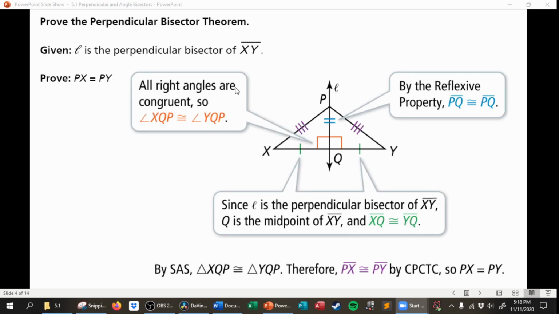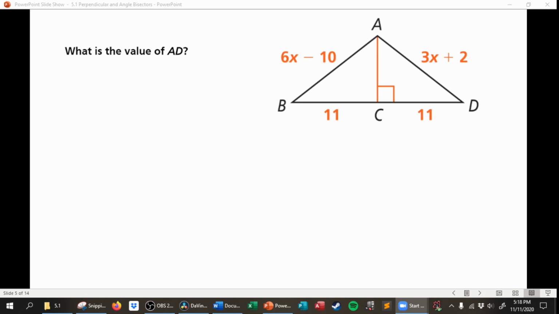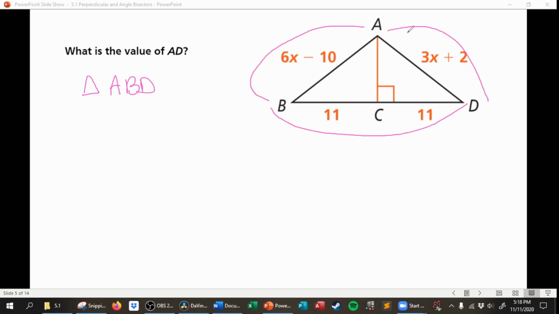So what does that do for us, though? Let's look at what we're really going to be working with here. This is a little algebra mixed in. What I can do here is a couple things. I have triangle ABD, right? From A to B, B to D, and D back to A.